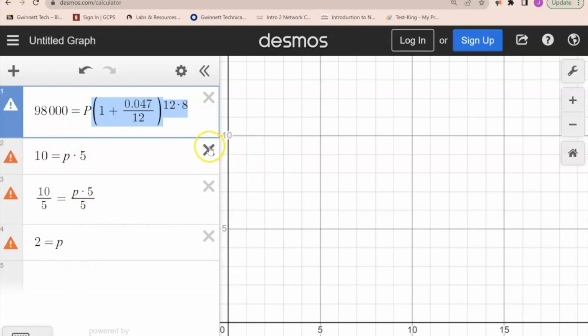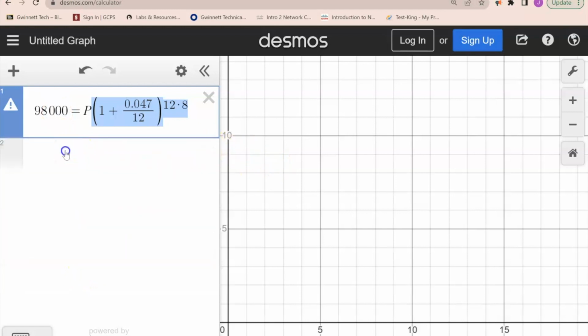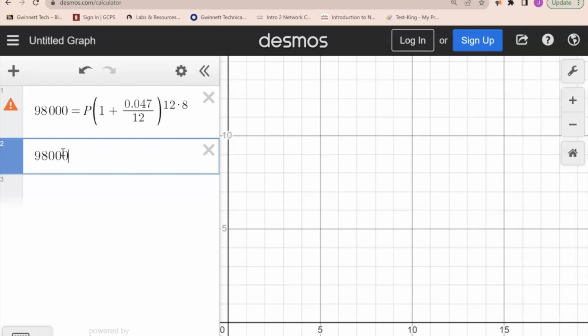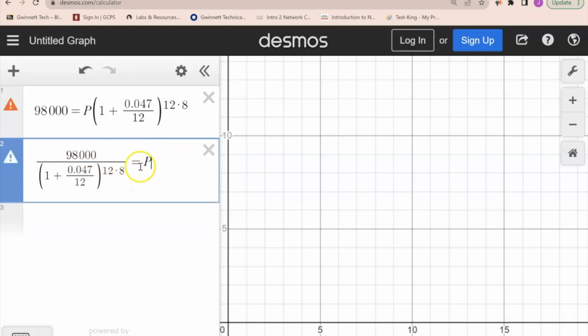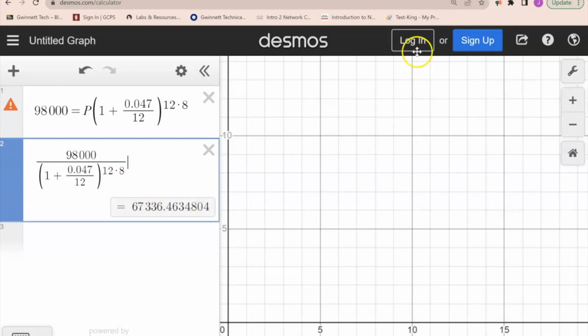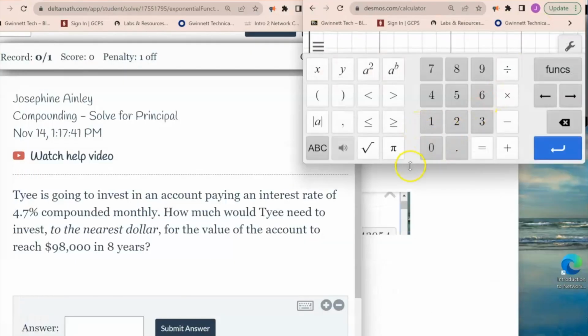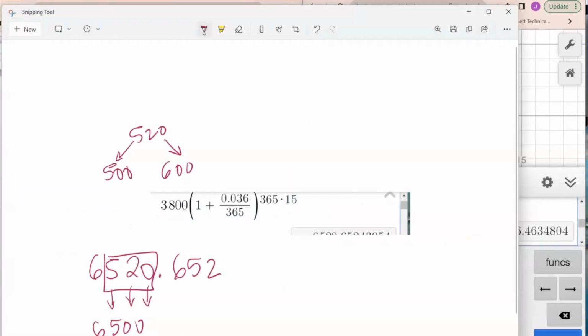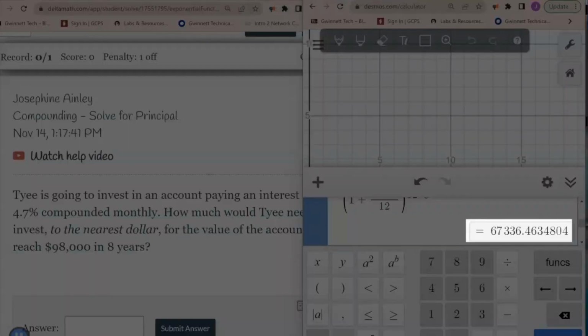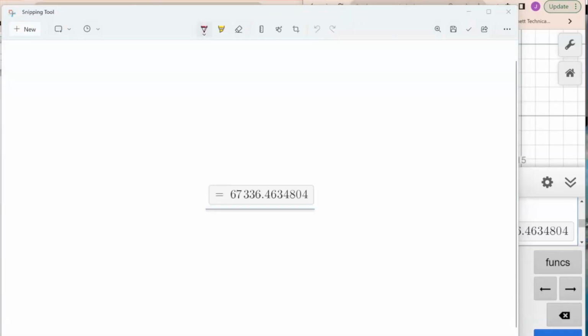So what I'm going to do is take that 98,000, sorry, divided by this number here, which I'm just going to copy and paste. So this is going to give you my P. So I just solved the equation, right, for P. So this is P right here, my principal amount, and I need to round that to the nearest dollar. Okay, so to the nearest dollar. All right, so no cents.